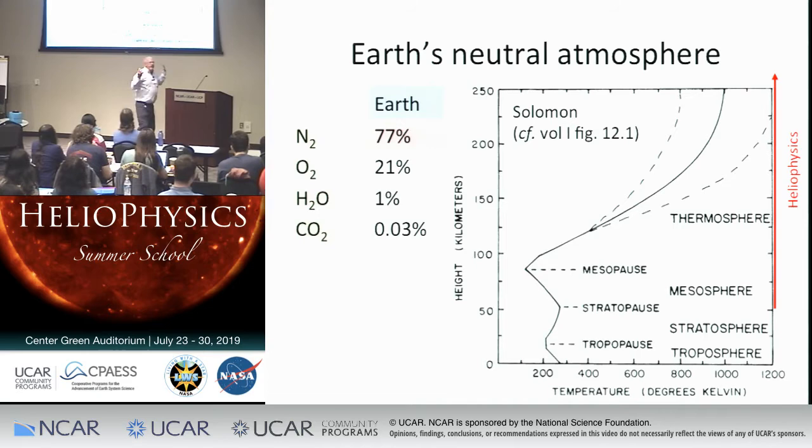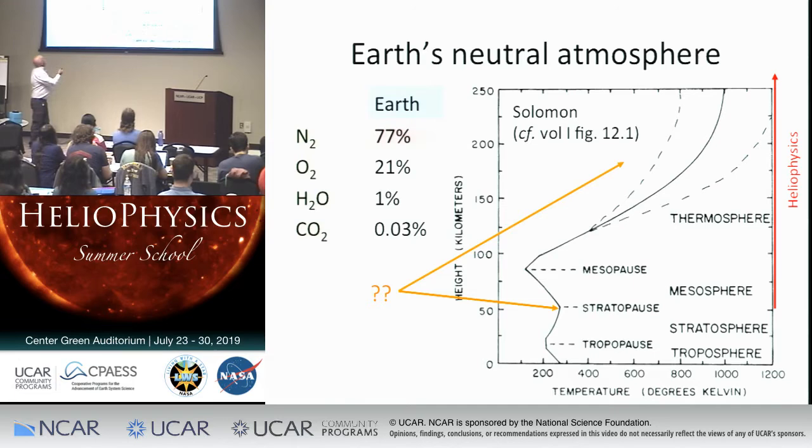And I just want to draw your attention also, because I plotted it the other way, this is distance, this is temperature, but there's a peak in temperature right here at the stratopause, right? Increases in the stratosphere, decreases in the mesosphere, so there's this peak in temperature. We saw these in the plots of the heliosphere as well. When we saw a peak in temperature, what did we know was happening?